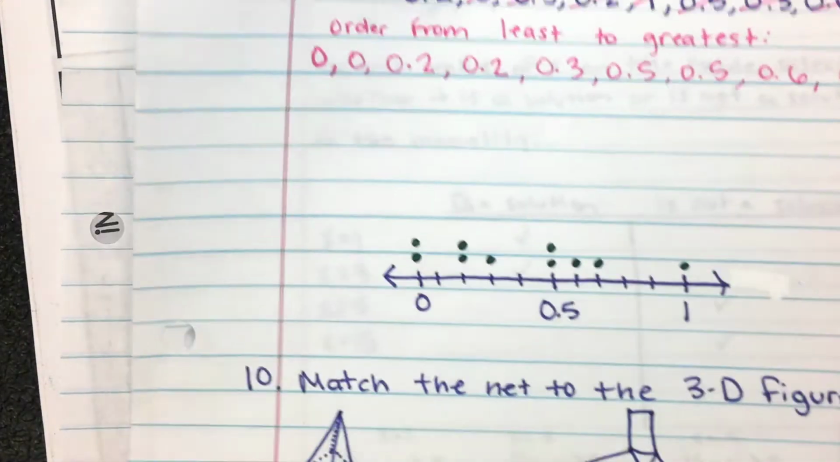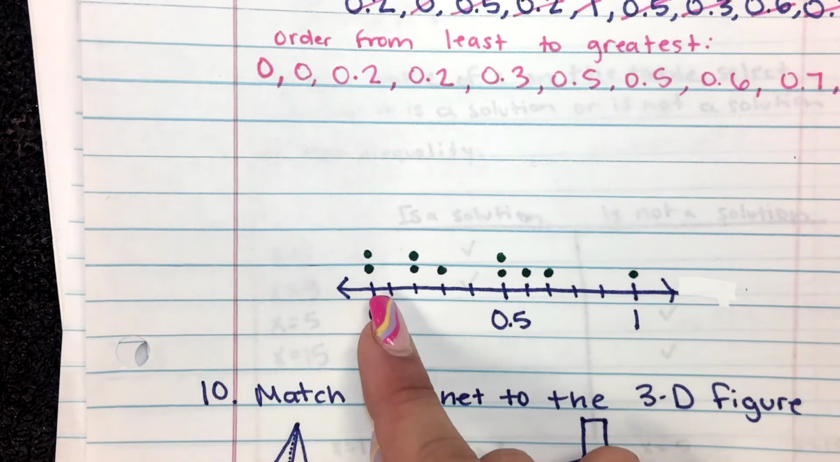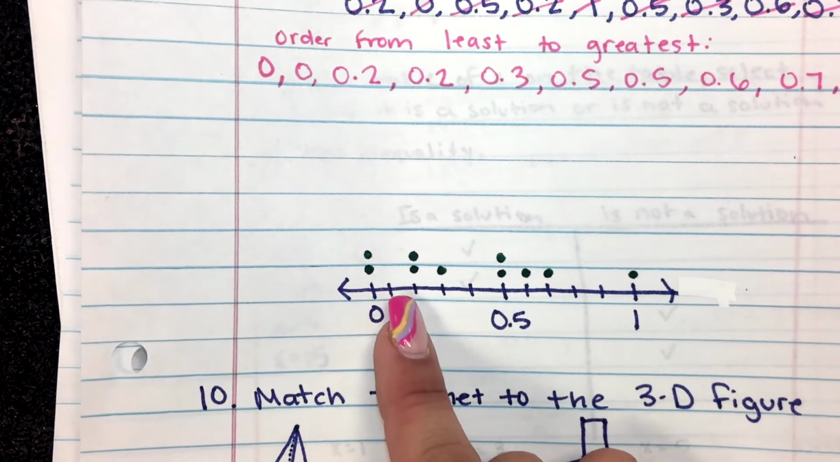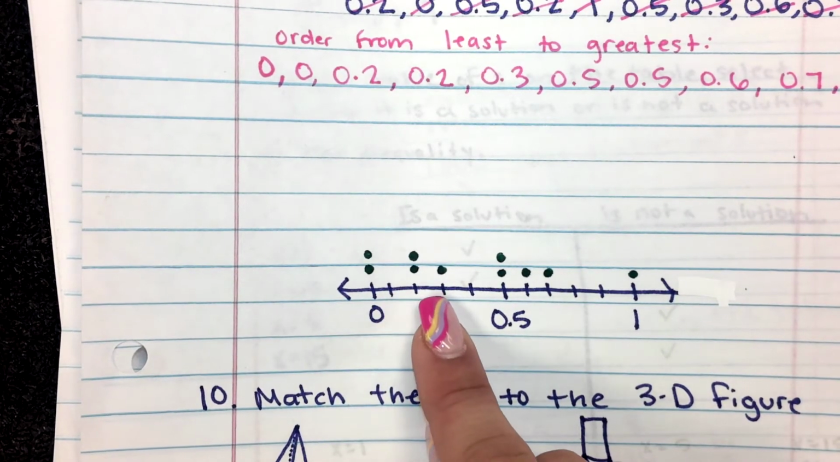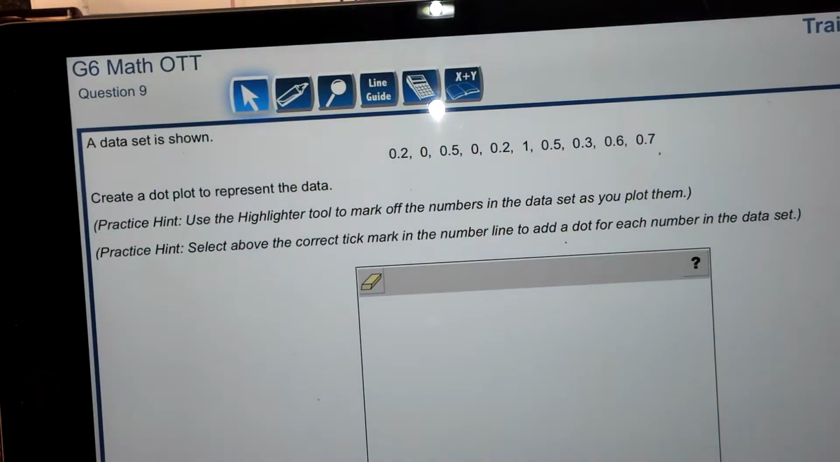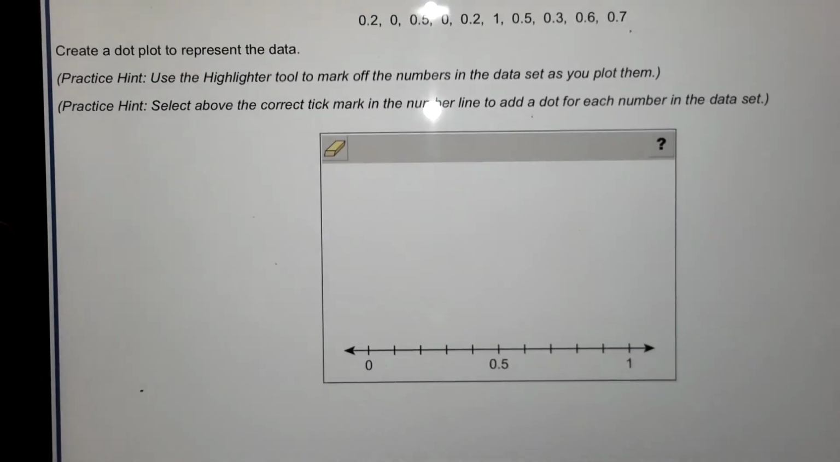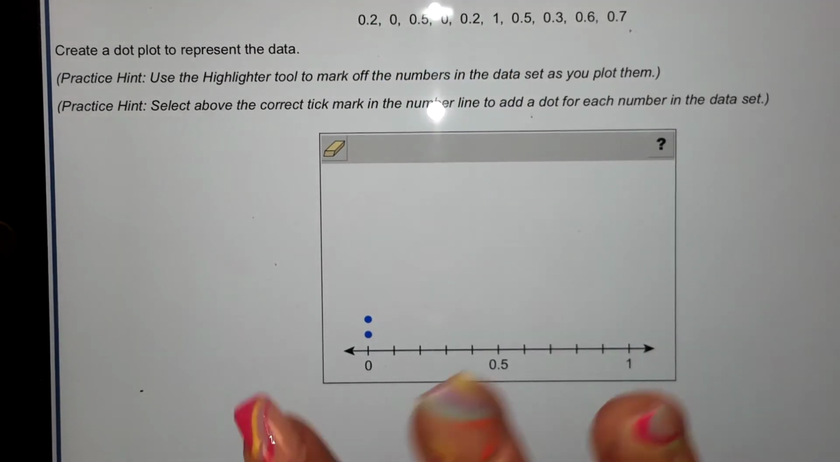So when you plot them, how many zeros do you have? You should put 2 dots here. You don't have any on the 0.1. 0.2, you have 2 of them, so you put 2 dots on the 0.2. On the 0.3, you only have 1 of them, so you put 1 dot. So let me show you how this works on here. You just say, okay, how many zeros do I have? I have 1, 2. So I need to put a dot there and a dot there. You just stack them on top of each other.